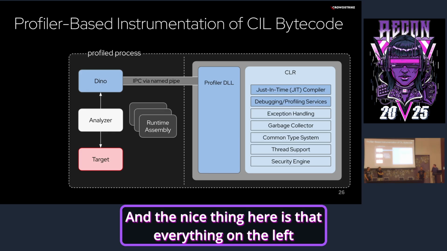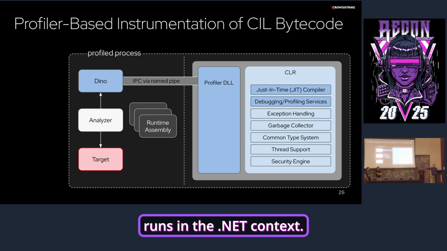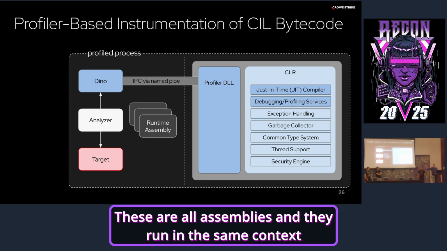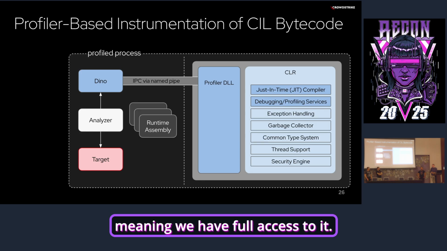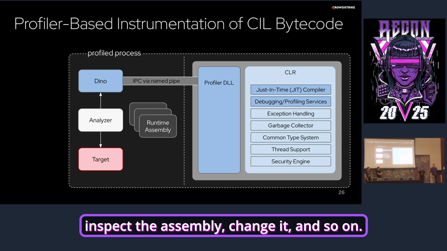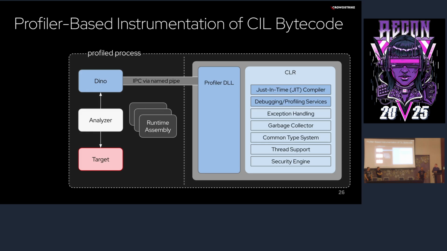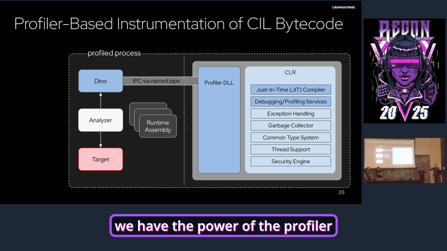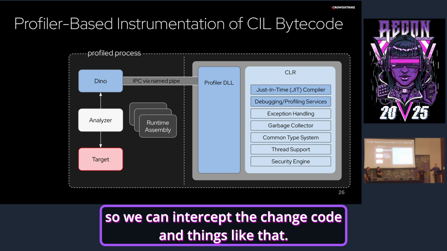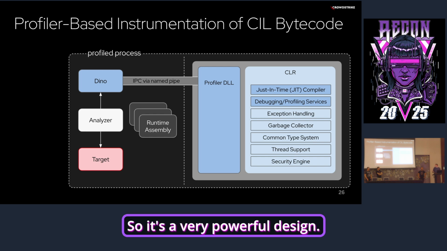And the nice thing here is that everything on the left runs in the .NET context. These are all assemblies, and they run in the same context as our target application, meaning we have full access to it. We can use dnlib to inspect the assembly, change it, and so on. And then in addition to that, on the right, we have the power of the profiler, so we can intercept the JIT, change code, and things like that. So it's a very powerful design.